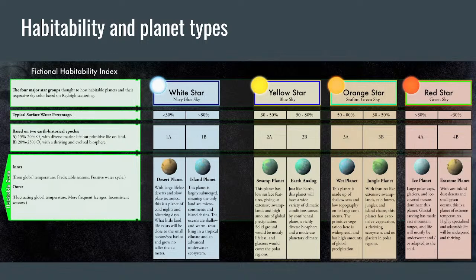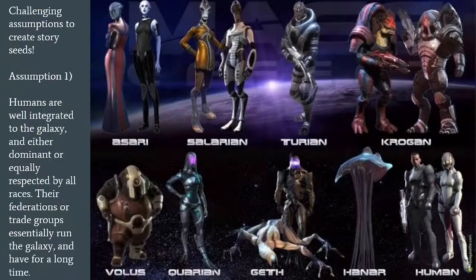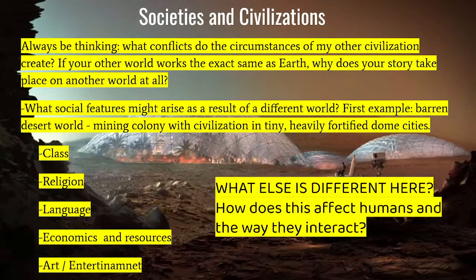How about a water world with a few scattered islands? Great. Okay, we'll start with island planets. Let's remind ourselves what the major features of the water planet are going to be. It's going to be around 80% surface water, largely submerged, meaning microcontinents and island chains, shallow and warm, resulting in a tropical climate and advanced underwater ecosystems. All right, now let's ask some questions about what life would be like on a planet like that.